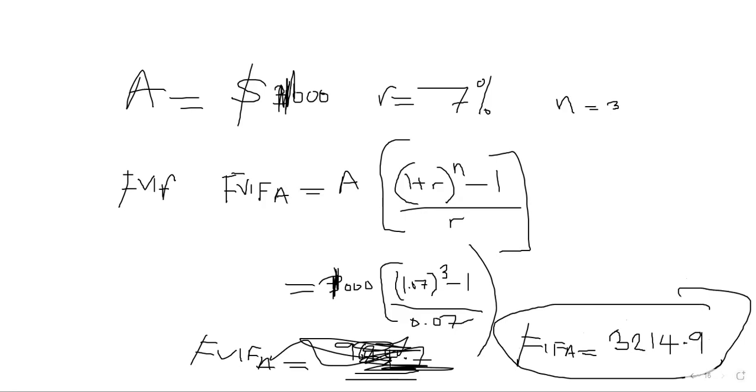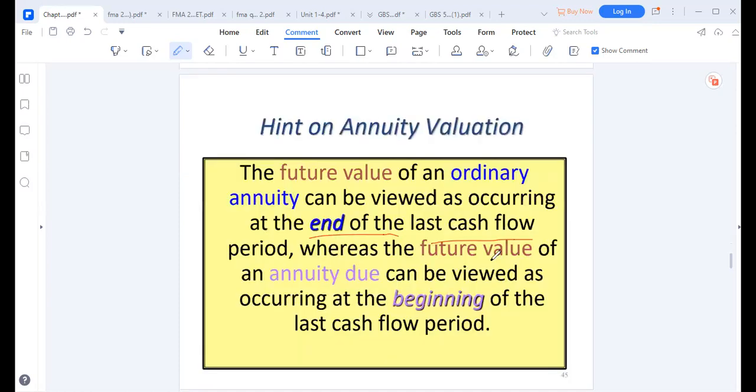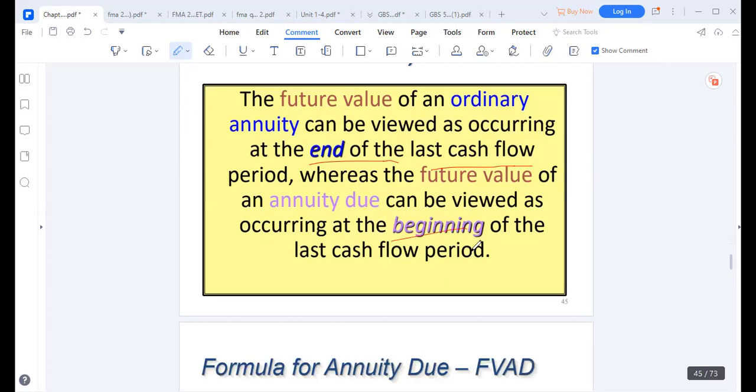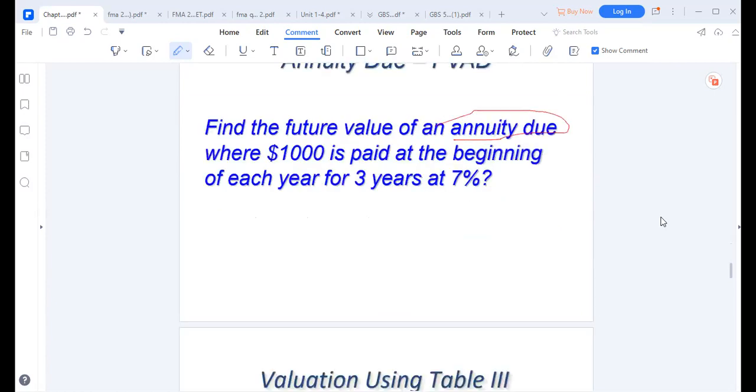So we can get down to the other example here, where we look at the future value of an ordinary annuity, which can be viewed as occurring at the end of the last cash flow's period, whereas the future value of an annuity due can be at the beginning, like I mentioned. So, an example: find the future value of an annuity due where 1,000 is paid at the beginning of each year for the next three years. Meaning it carries an extra interest.